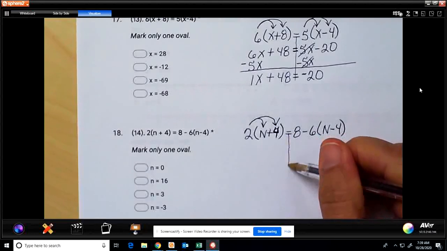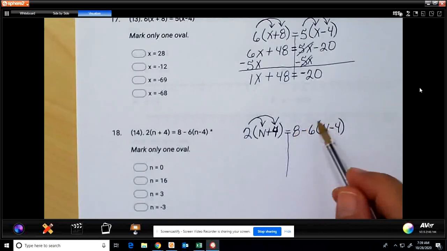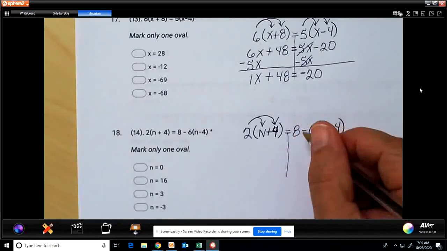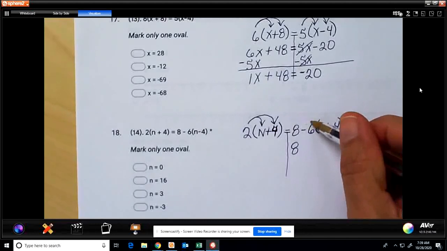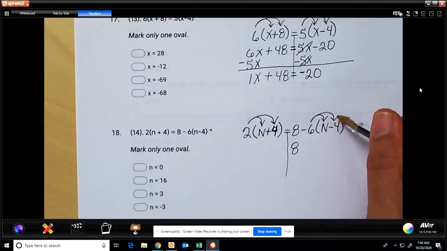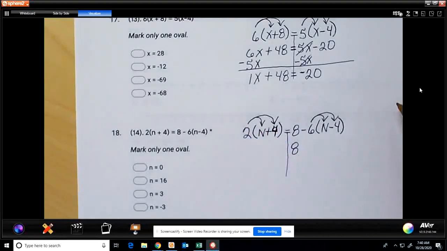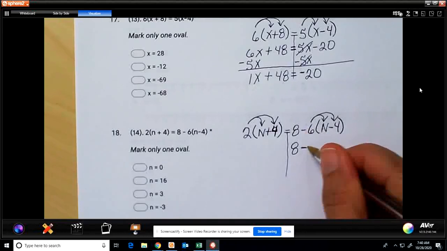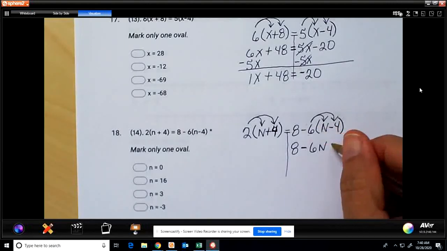Now, on this side, some students will see this negative 6n and start multiplying the 8 times n. We don't need to multiply the 8 times n. What we're going to do is bring the 8 down, and then you multiply a negative 6 times n and a negative 6 times negative 4. And you'll bring your answers down here. So I'm going to go ahead and do this one. Negative 6n, and negative times negative 4 is plus 24.